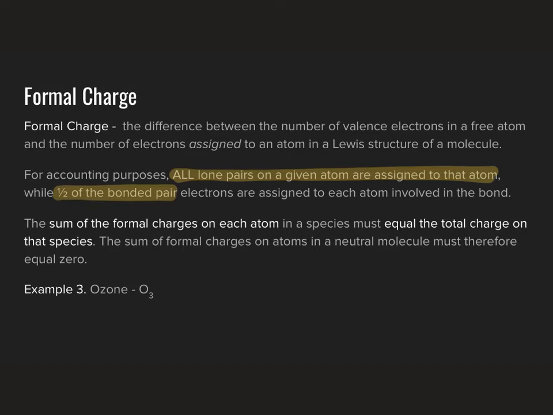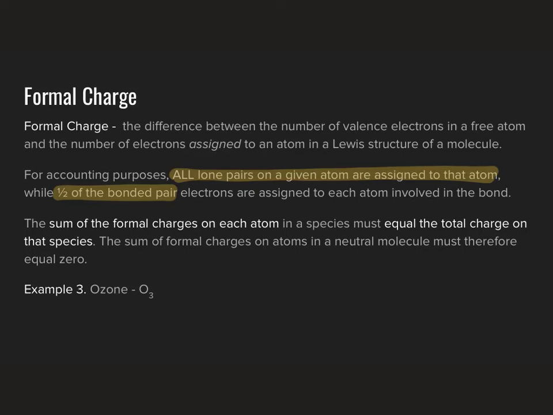And the general key idea is that the sum of all the formal charges on each atom in a species must equal the total charge on that species. So if we have a molecule, because molecules have 0 net charge overall, the sum of all the formal charges on the atoms must equal 0. So to explore this idea, let's have a look at an example here and draw a Lewis dot structure for a molecule of ozone, that is O3.